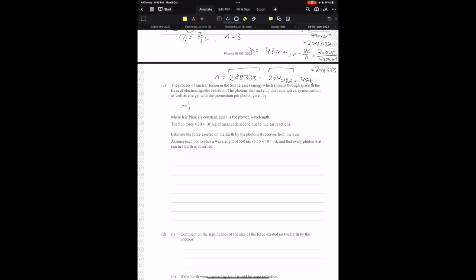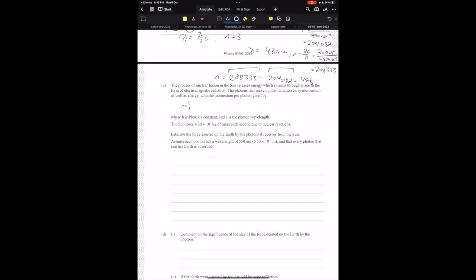The sun loses 4.30 times 10 to the 9 kilos of mass each second due to nuclear reactions. Estimate the force exerted on the Earth by the photons it receives from the sun. Assume each photon has a wavelength of 550 nanometers, and that every photon that reaches Earth is absorbed.